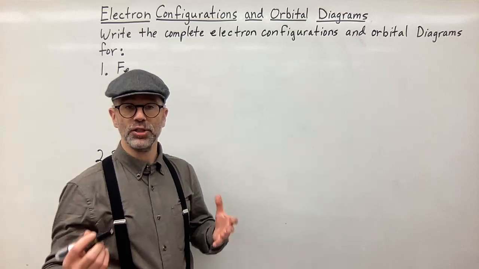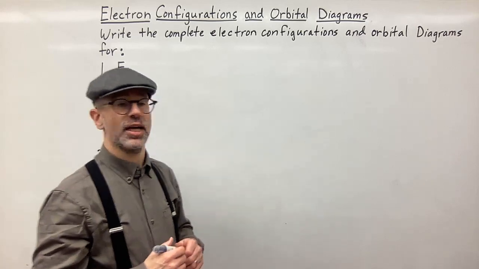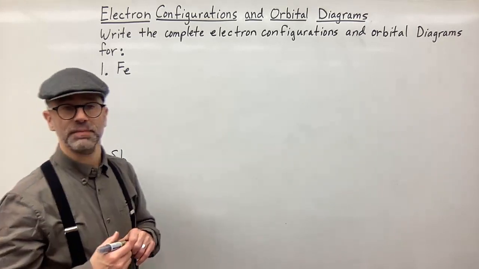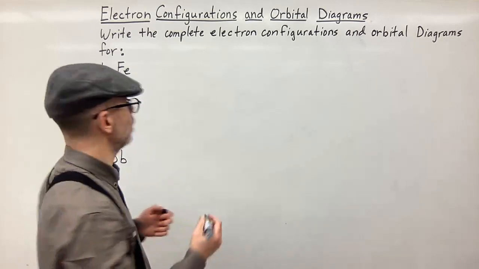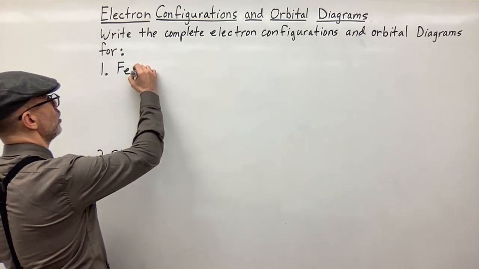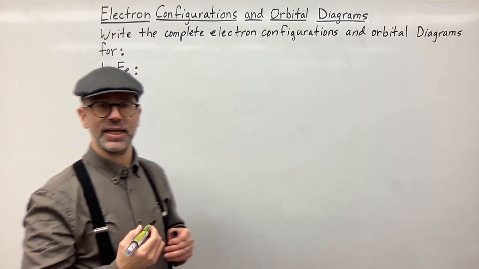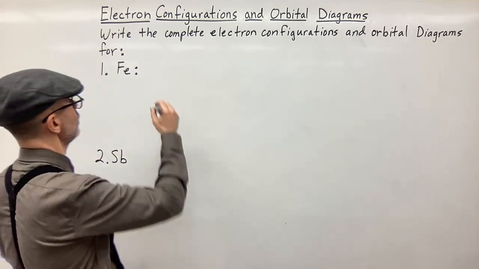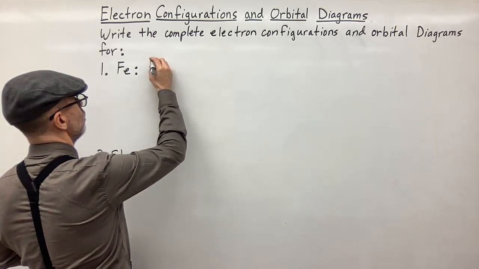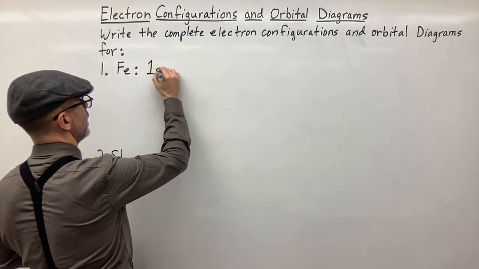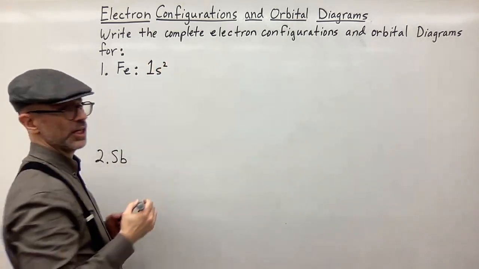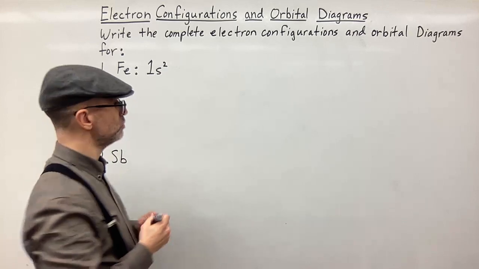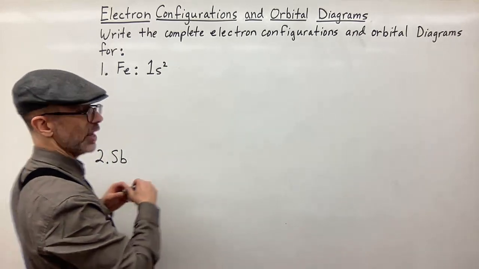So first, we want to write out the electron configuration for iron. So here we go. We have 26 electrons, so we need to fill out the order, right? First is the 1s. We put 2 electrons in the 1s, and so on.